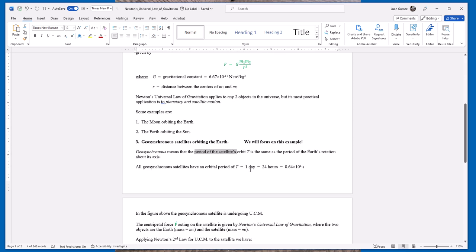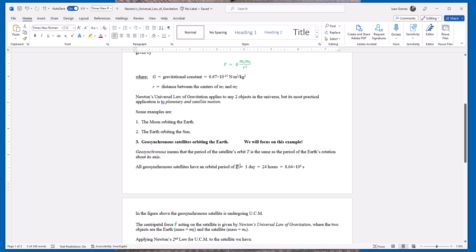In MKS units, it's in seconds. But typically we use an uppercase T to indicate period. Again, what is it? It's by definition the time it takes to undergo one complete circle. UCM, uniform circular motion. Well, all geosynchronous satellites, remember, their period is the same as the period of the Earth's rotation about its own axis. And remember, the Earth rotates about its axis once per day.